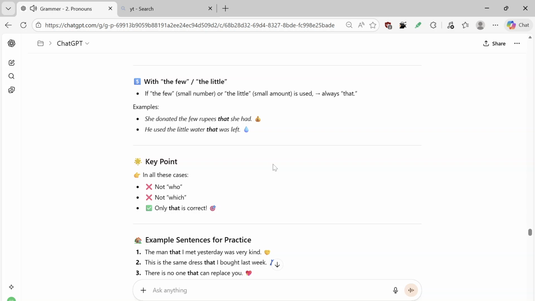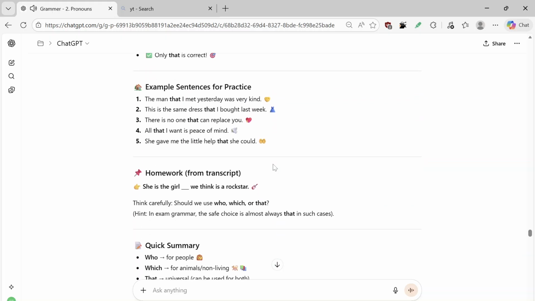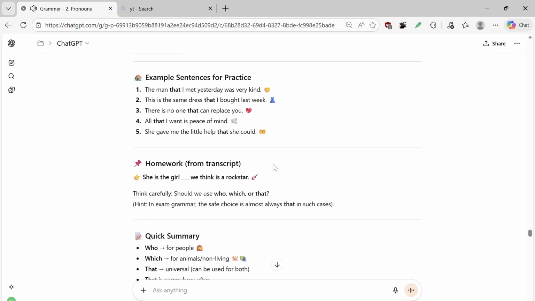Example sentences for practice. 1. The man that I met yesterday was very kind. 2. This is the same dress that I bought last week. 3. There is no one that can replace you. 4. All that I want is peace of mind. 5. She gave me the little help that she could.